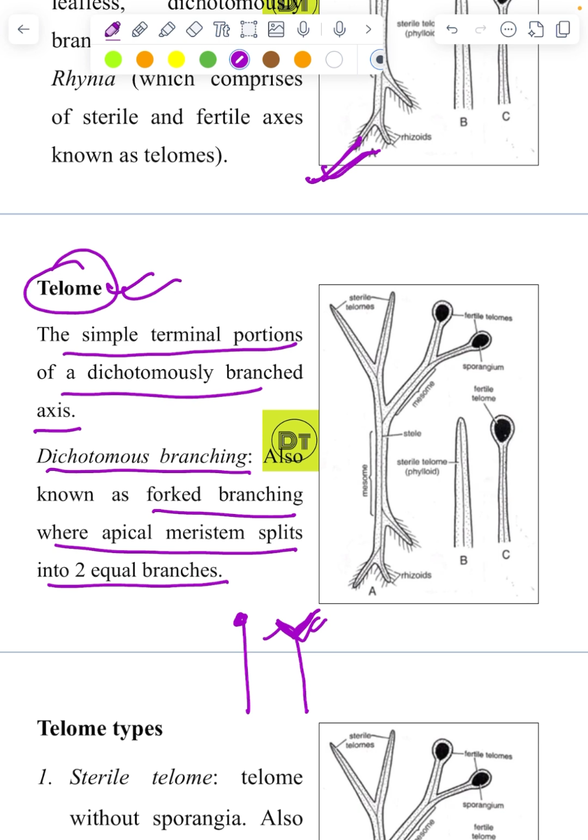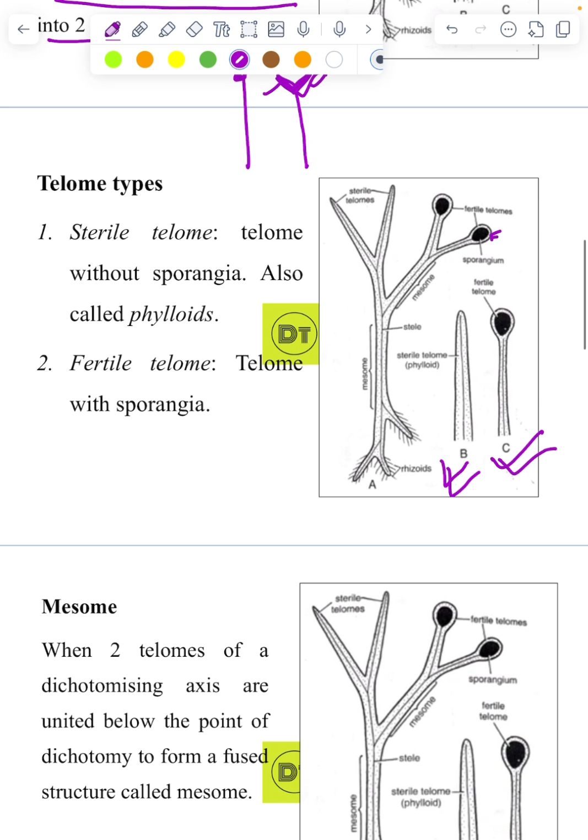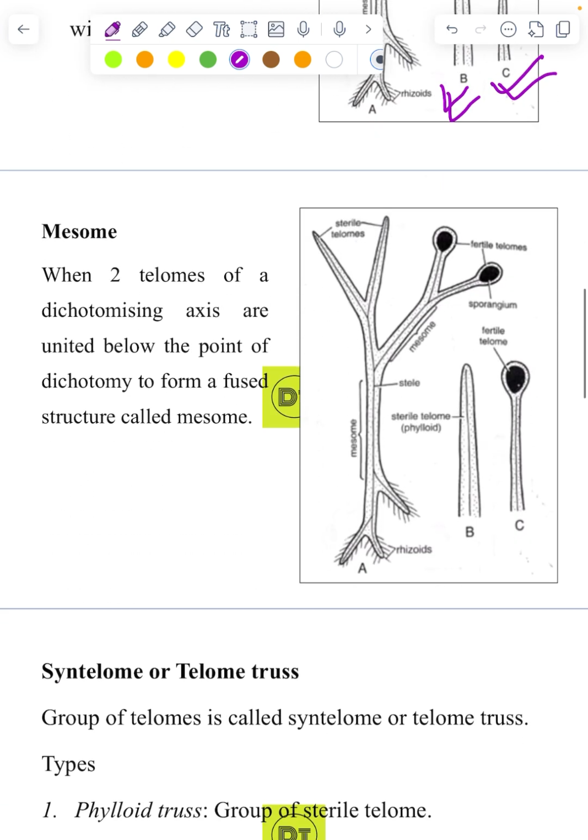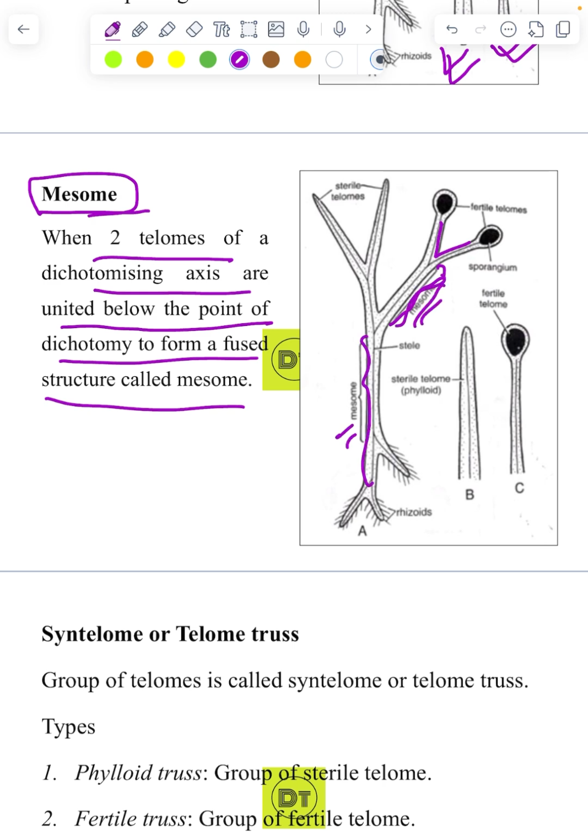known as a telome. Telome is of two types. The one that contains sporangia is known as a fertile telome, and the other which does not contain sporangia is known as a sterile telome or phylloid. Let's know about another term, mesome. When two telomes of a dichotomizing axis are united below the point of dichotomy, they form a fused structure called a mesome. Suppose this is a dichotomy; the point below the dichotomy is known as the mesome.